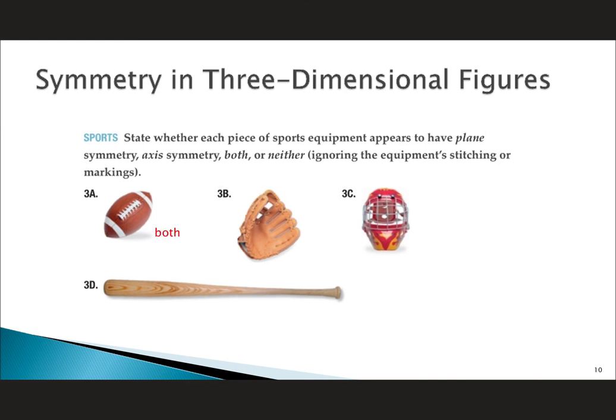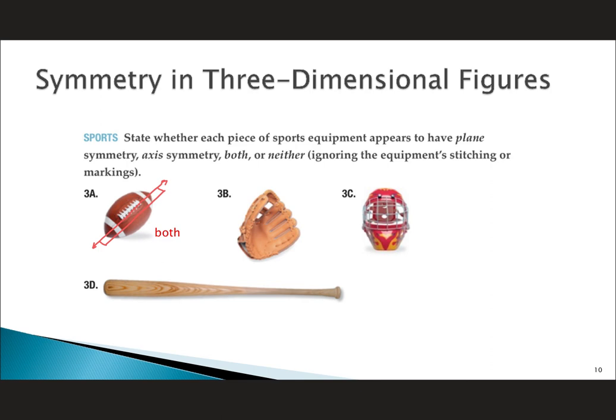The football figure has both. It has both plane symmetry and axis symmetry. And you can almost see it. The axis goes right through the stitching. If any of you have played football before, you can probably see the football spinning in your head. And then if you turned that into a plane of sorts, you could also cut the football in half along that same plane. So both axis and plane symmetry.